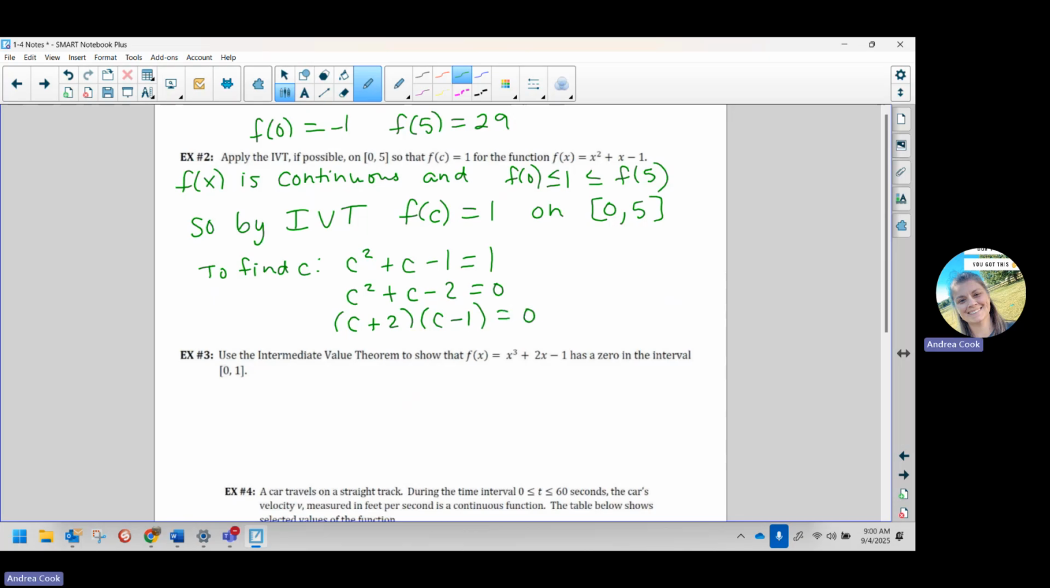So I'm finding what c is. c is equal to -2 and c is equal to 1. Are both of those answers? No. Why not? This is our interval, so -2 is not on our interval. So the answer would be c is equal to 1.